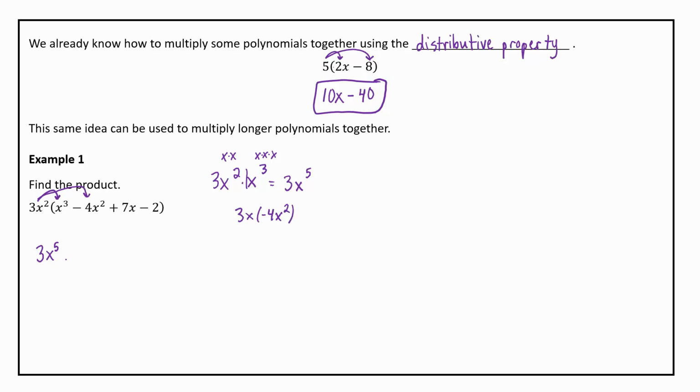So 3x squared times negative 4x squared. The 3 and the negative 4 make a negative 12, and the x squared and the x squared, we add the exponents and get x to the 4th. And then we keep going.